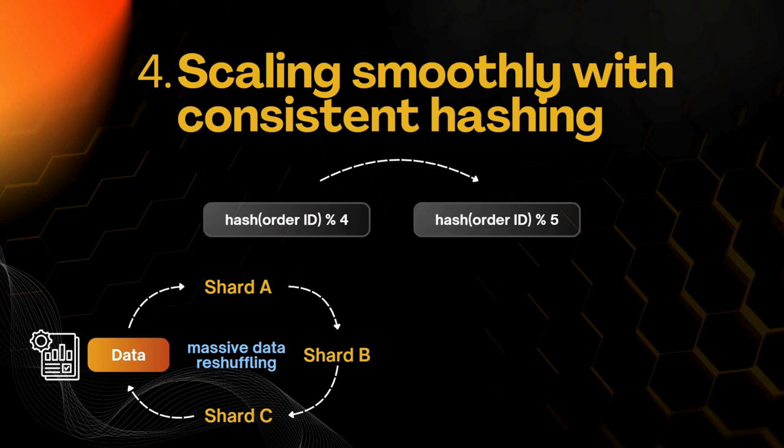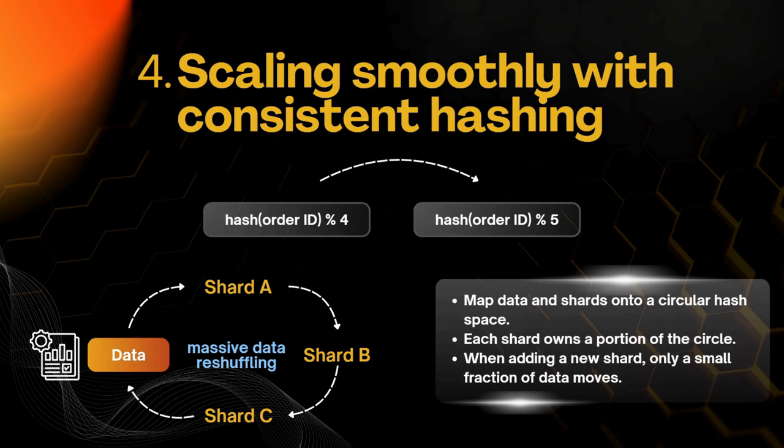That's where consistent hashing comes in. Instead of directly mapping data to shard numbers, consistent hashing maps both data and shards onto a circular hash space. Each shard owns a portion of that circle, so when you add a new shard, only a small portion of data moves to it, not everything.